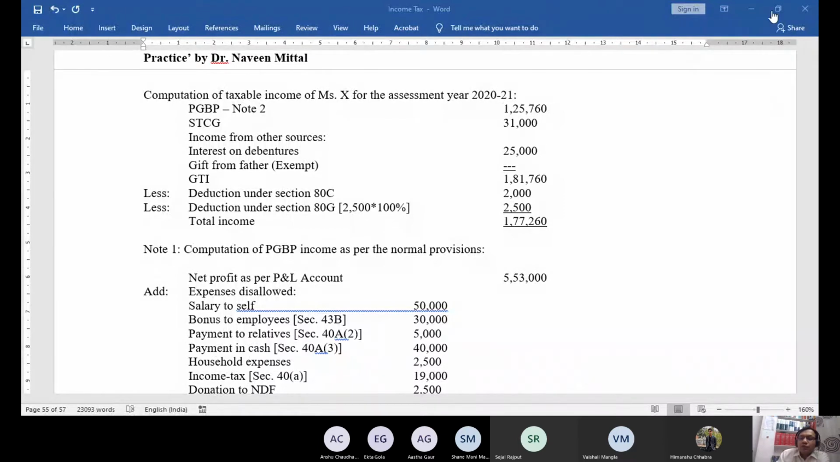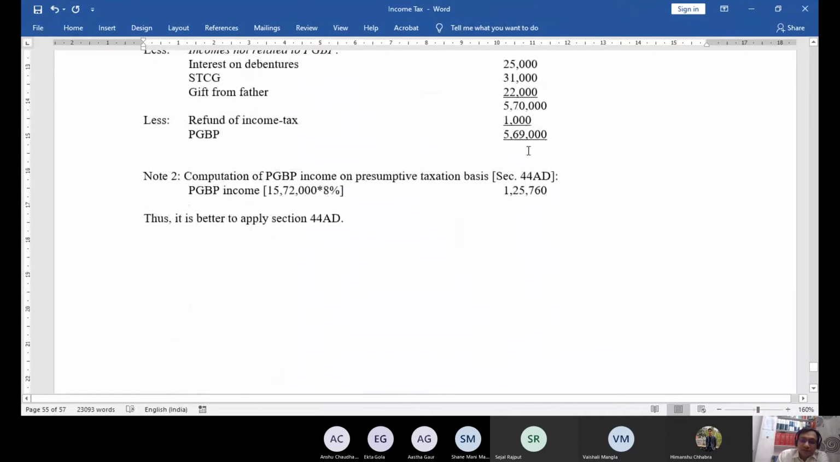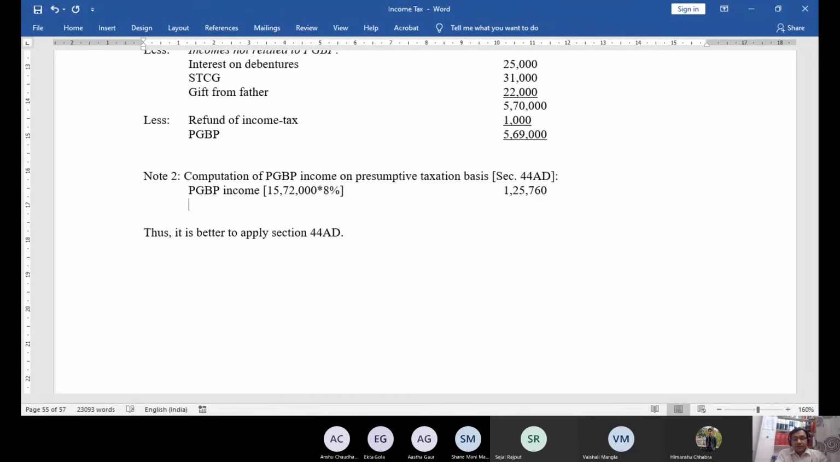Now, one additional piece of information I would like to give you here. It is not that we always take the decision on the basis of presumptive taxation. With presumptive taxation, so many limitations also come. Do you know the limitation? In this case it is better to apply this section, but she cannot opt for it. What is the limitation here?